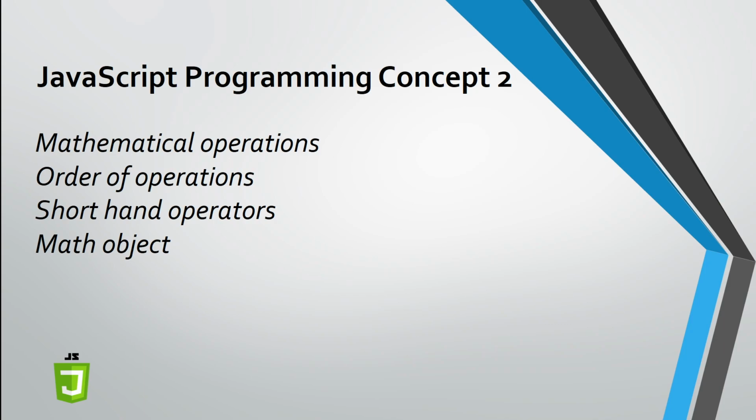Welcome to JavaScript Programming Concept 2. In this video, we're going to see how we can use JavaScript to perform mathematical operations. In doing so, we're going to review order of operations, as well as explore some shorthand operations for manipulating variables, as well as some special capabilities that are available to us through the math object. So let's get to it.